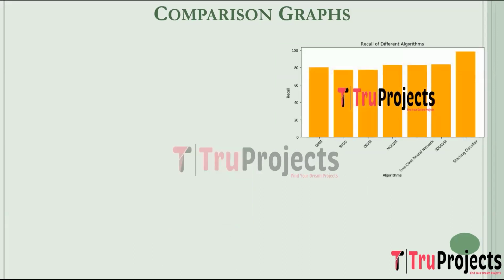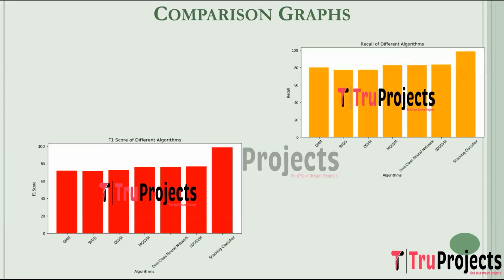This is the recall comparison graph. Recall is also known as sensitivity or true positive rate. It is the ratio of true positives to the total actual positives, measuring a model's ability to capture all relevant instances without missing any. This is the F1 score comparison graph.